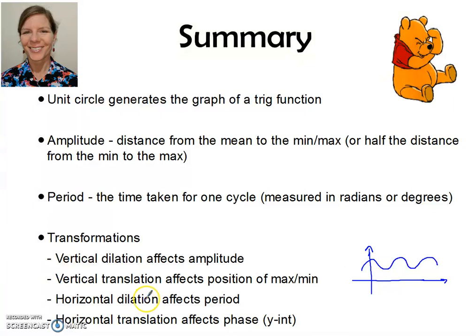Your horizontal dilation affects the period, so how many cycles can you fit in that 2 pi, or how long does it take for a cycle, and the horizontal translation affects the phase, or the y-intercept. So what point actually occurs at y? Is it 1? Is it 0? Is it somewhere in between? That's where we start talking about phase shifts, and whether we can map cos x onto sin x.